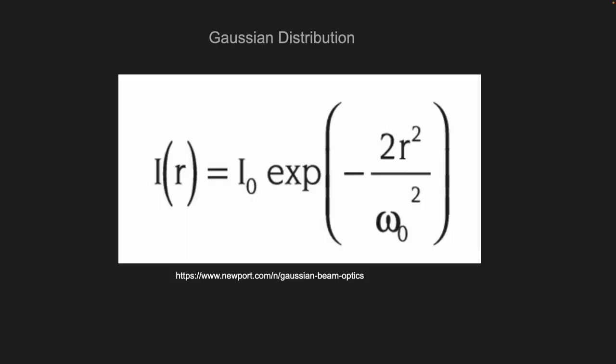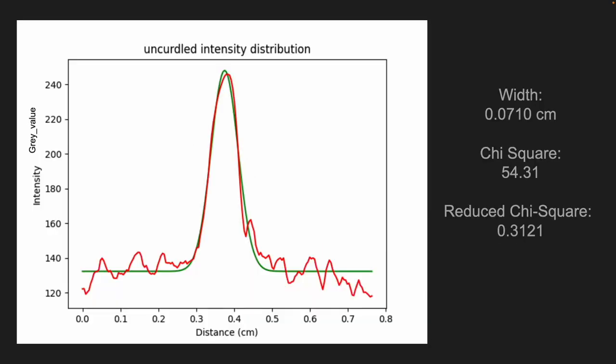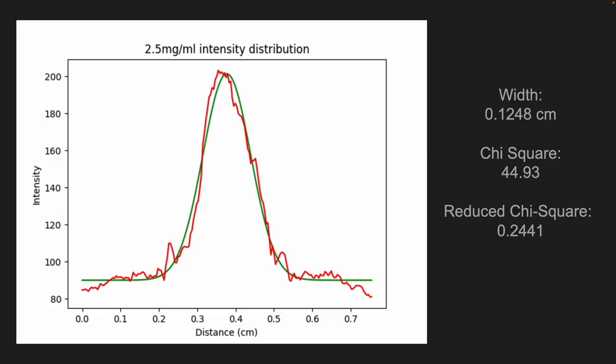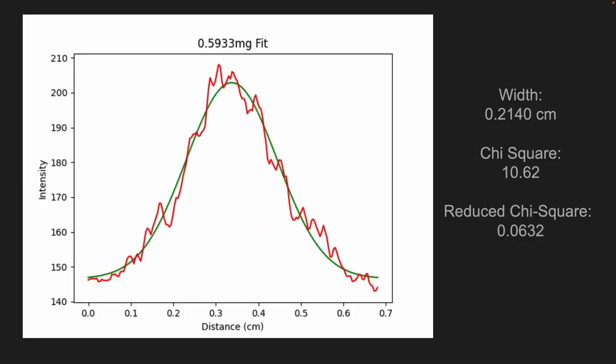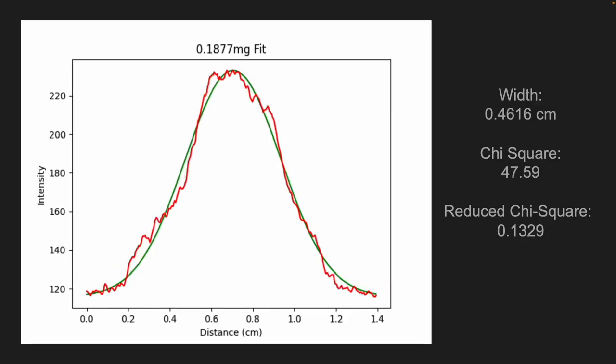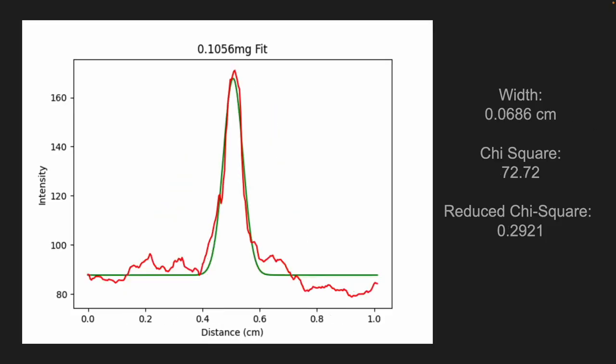To obtain the widths of the central maximum of the transforms, we fitted the intensity profiles to a Gaussian distribution. Here are the results for uncurdled milk, and you can see the width here. And here is curdled milk. And here is curdled milk with a less intense citric acid solution, and even less intense with an even larger beam width. And finally, the milk stopped curdling when it reached this concentration of citric acid.